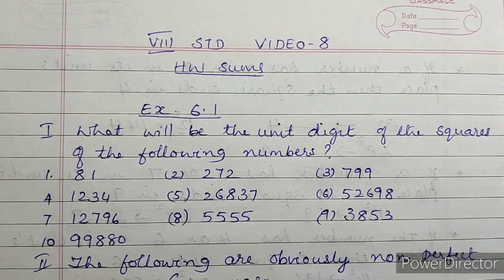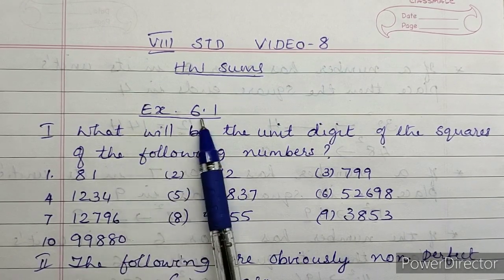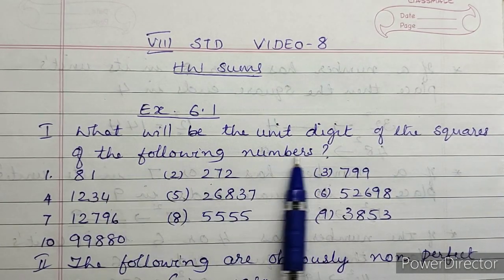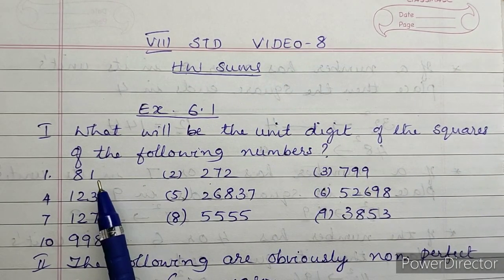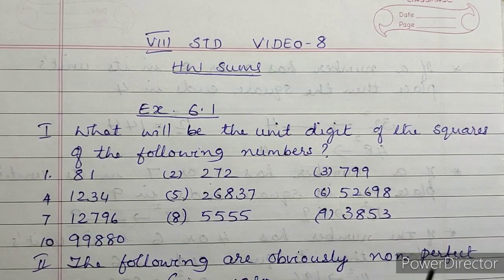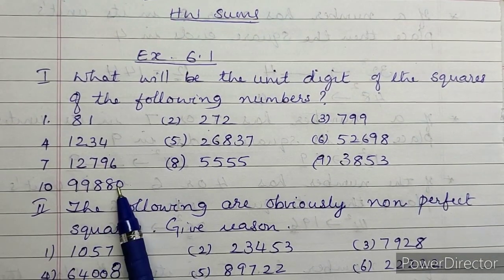Now, I will give some homework questions. So, these are the homework sums, children. Exercise 6.1. What will be the unit digit of the squares of the following numbers? So, unit place digit of the number you should see. That number's square number's last digit will be the answer. If 0 comes, it is 0 only.